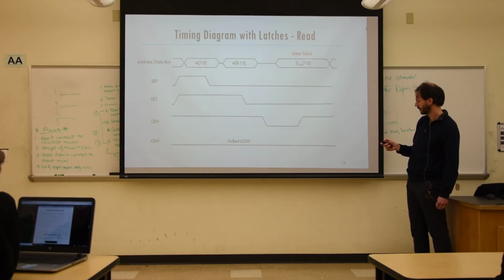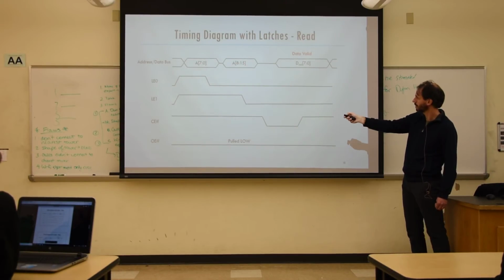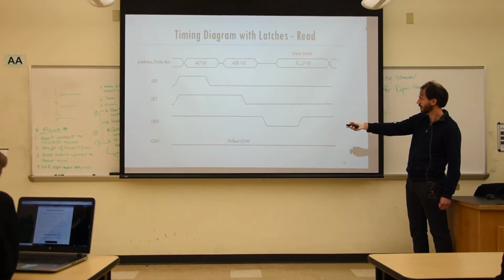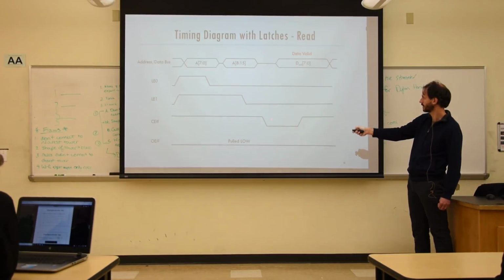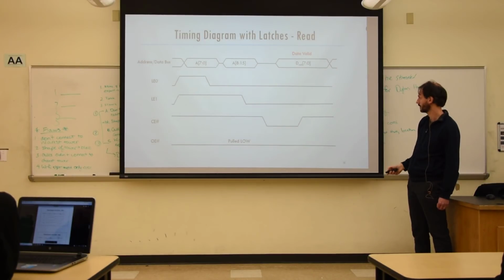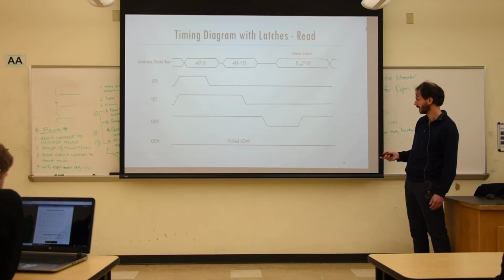And for the read it is something similar. So you have address information. Once those are settled in the latches, you will pull this CE down, which means that the address is being read by the SRAM. It transmits the data over here, and then you will be able to read it.